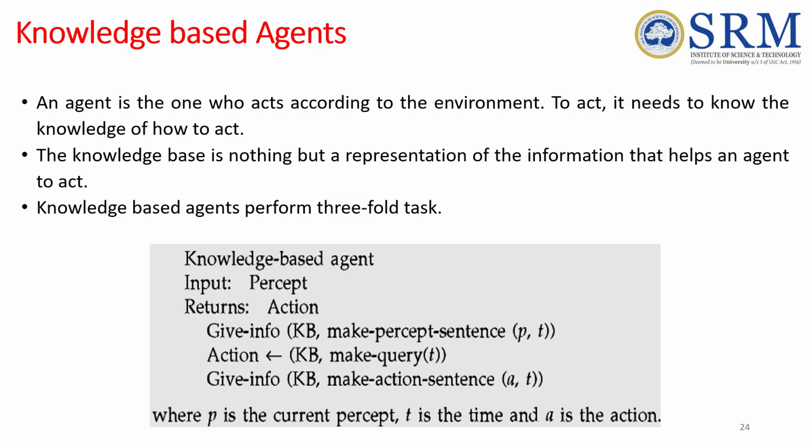Store the action: TELL(KB, MAKE-ACTION-SENTENCE(A, T)). The selected action is stored back in the knowledge base, so turn left at time 5. Now the agent remembers what action was performed. Then execute the action: the agent performs the chosen action. The robot turns left. So this is one example of it.